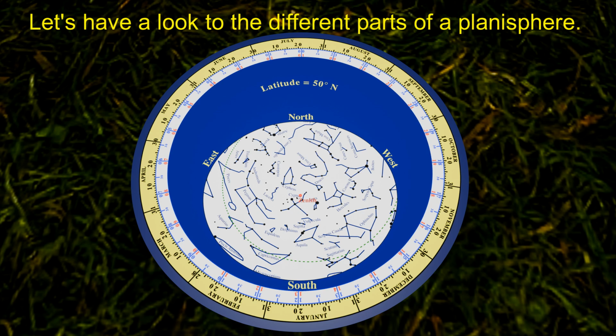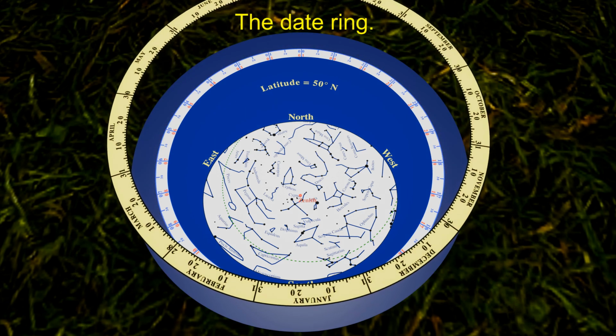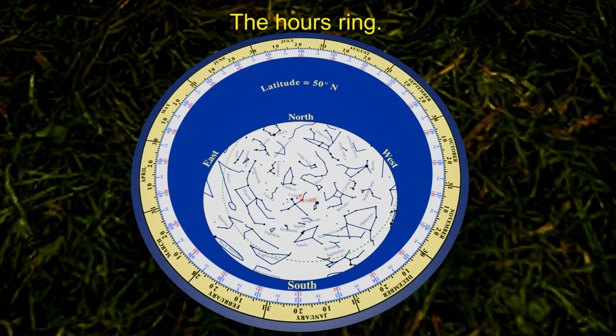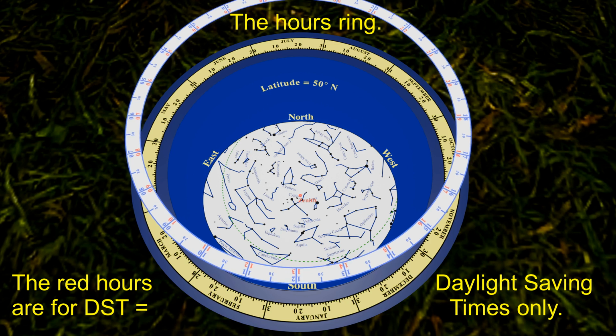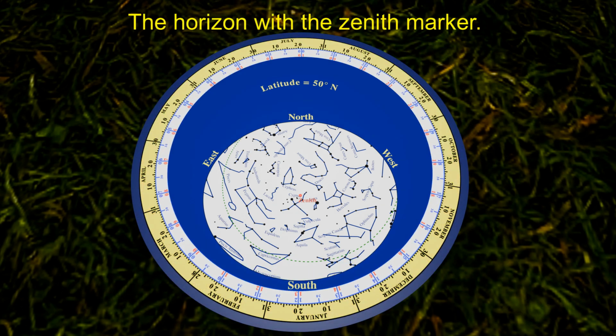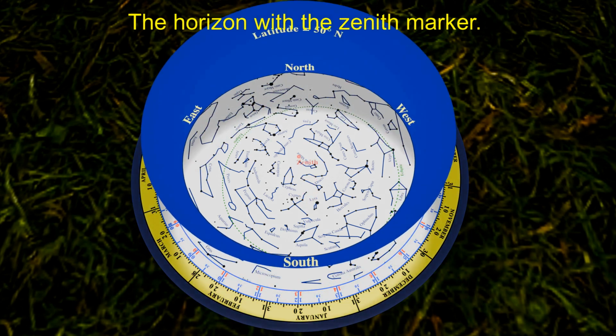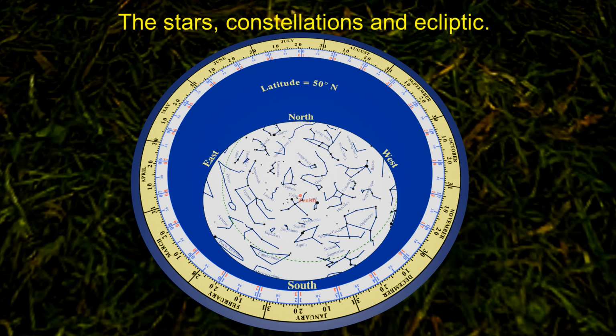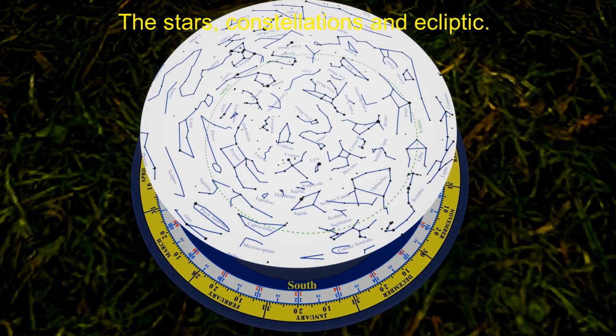Let's have a look at the different parts of a planisphere. The date ring. The hours ring. The horizon with the zenith marker. The stars, constellations, and ecliptic.